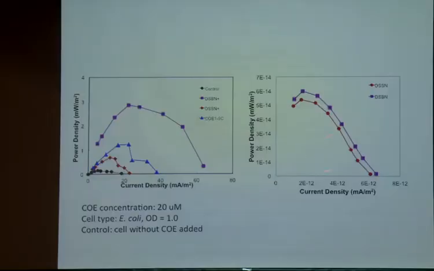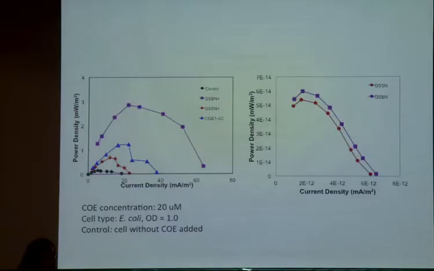So to rule out any abiotic process brought in by the COE, we add COE only into the MFC system, and we test the power. We can see that there's negligible power generation compared with the one with microbe as catalyst. So it's true that the COE modify the cells and improve the power generation.